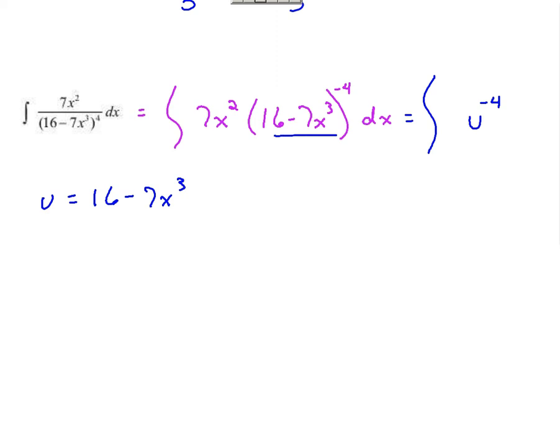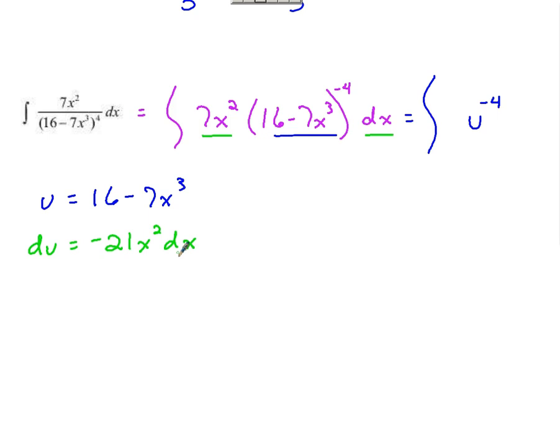But going back and looking at what I still need to replace, the 7x squared and the dx, since I don't have that combination, that's where we take the derivative of this equation. Taking the derivative of this equation, u becomes du. 16 goes to 0. The negative 7x cubed becomes negative 21x squared. And then we got to remember that little dx. So looking at what I'm trying to replace, I'm trying to replace a 7x squared dx. I'm awfully close right here with that combination. We got the x squared, we got the dx, but we need the 7.